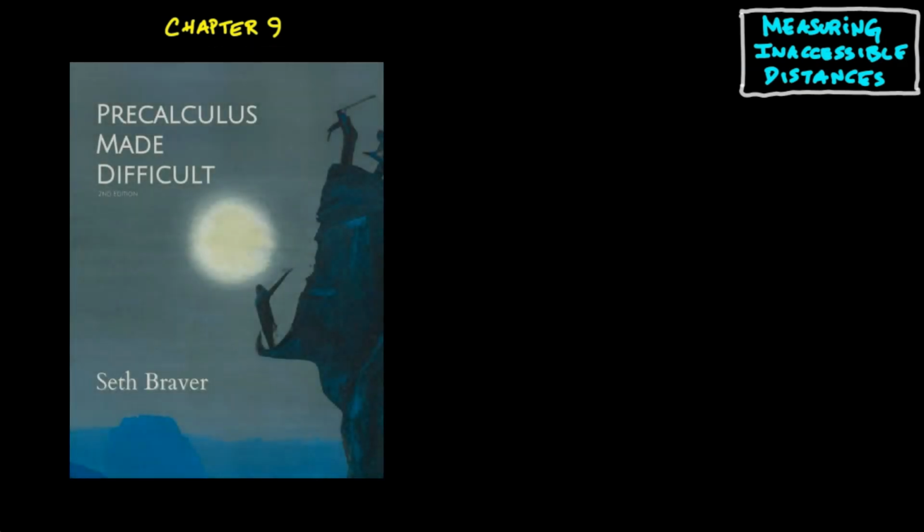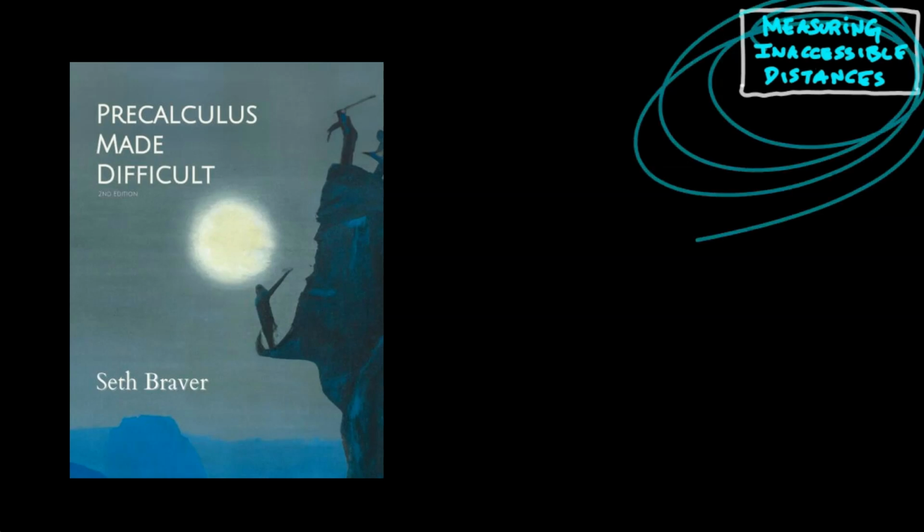Hello! This is going to be a relatively brief, I hope, video to finish off Chapter 9 of Pre-Calculus Made Difficult. We have been discussing how to use trigonometry to find the missing sides or angles of a determined right triangle. One of the most basic applications of trigonometry, both historically and in the present day, has been to use these techniques to measure inaccessible distances.